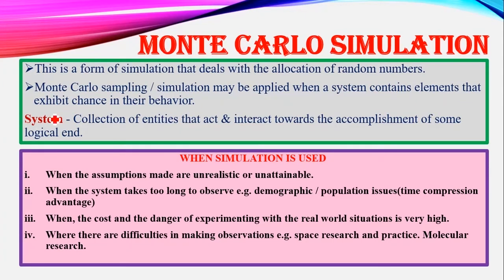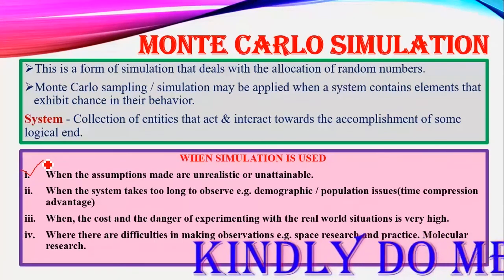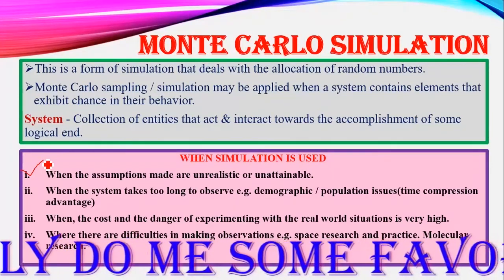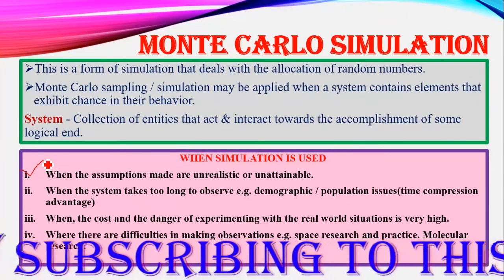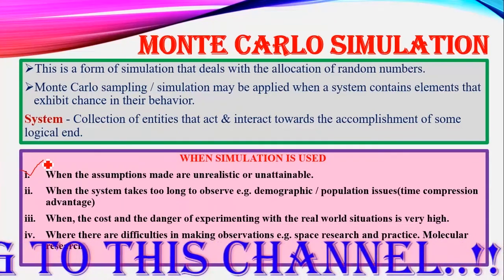By a system here we mean a collection of entities that act and interact towards the accomplishment of some logical end. So simulation can be used in various scenarios, and some of these scenarios are explained below here. So when can simulation be used? 1. Simulation can be used where the assumptions made are unrealistic or unattainable. If, for example, you are developing a system based on assumptions, and the assumptions that you're basing the system on are actually unattainable or they are unrealistic, then you can apply Monte Carlo simulation.